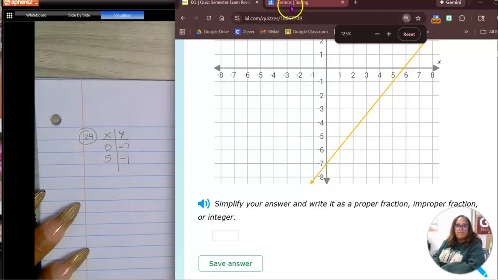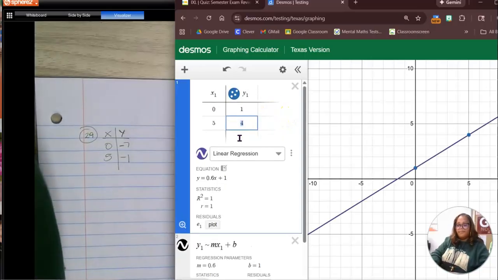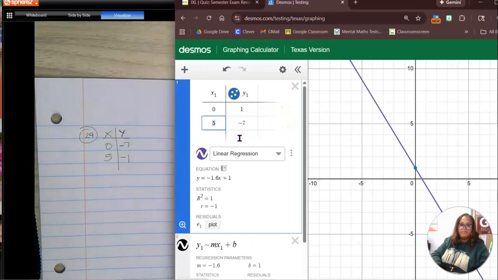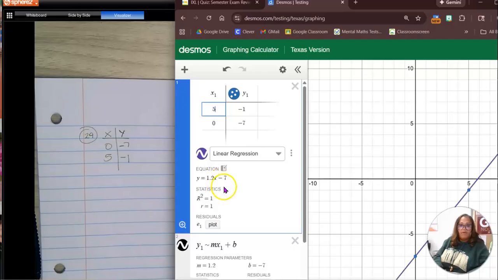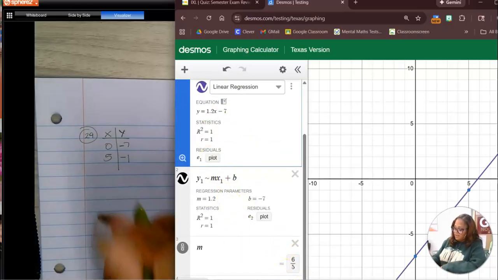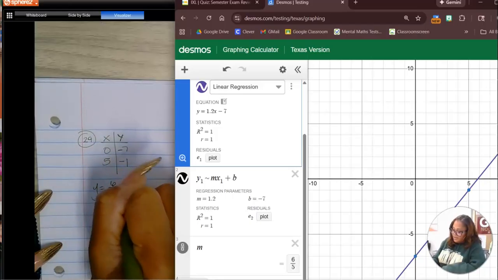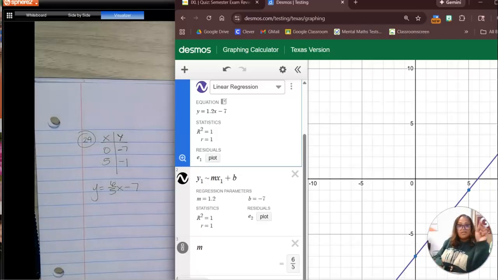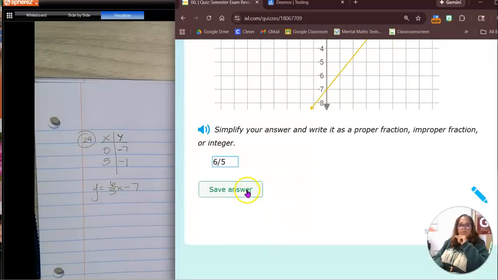All right, Desmos, let it work its magic. -7, 0, 1, 5. 6/5 and -7. Y equals 6/5 x minus 7. Is that a positive 6/5? Yes, it is. So 6/5 is my slope here.